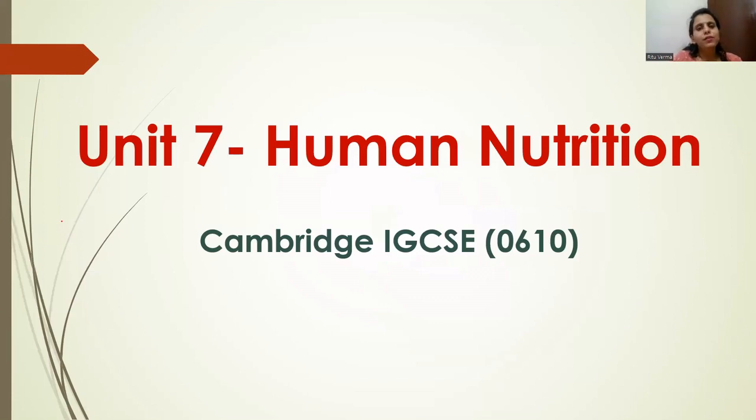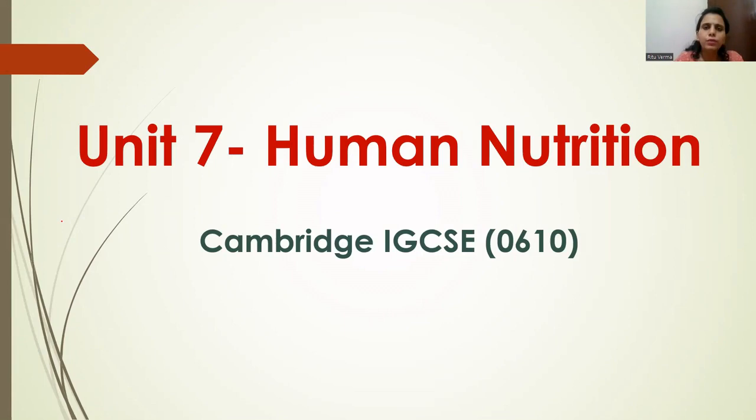Hi everyone. We already know that there are different steps of human nutrition. First one is ingestion, then comes digestion, and after digestion comes absorption. So we have already completed the process of chemical digestion in human beings. Now, once the food gets digested, the digested food has to be absorbed.